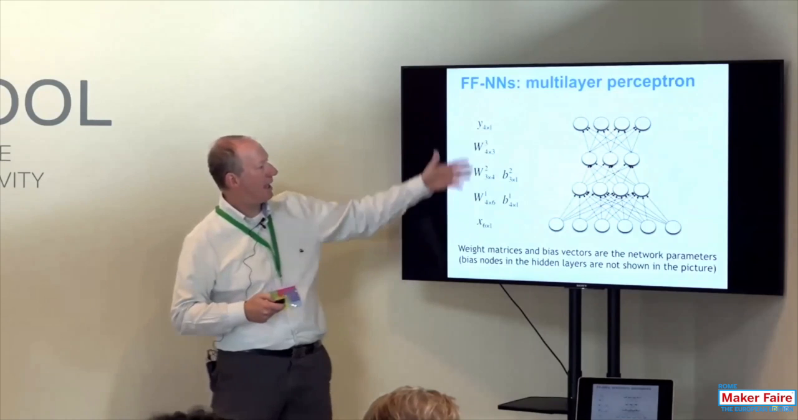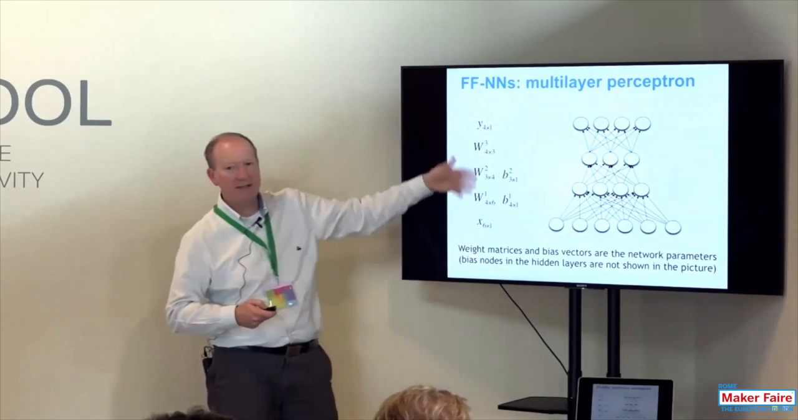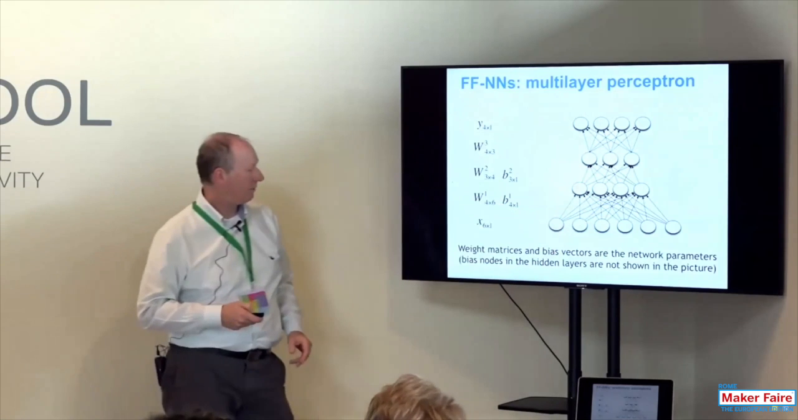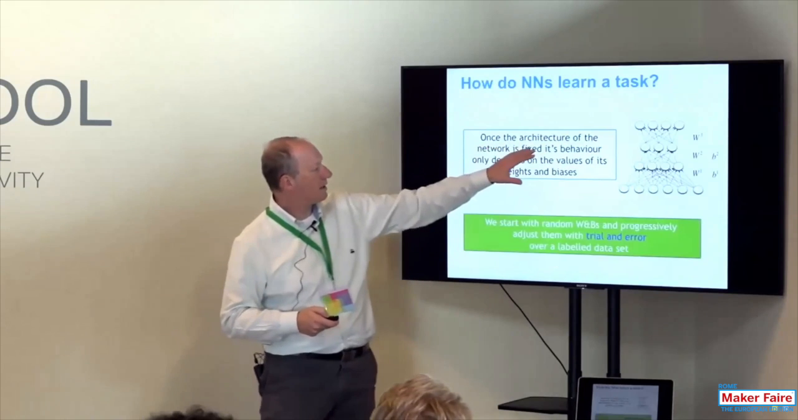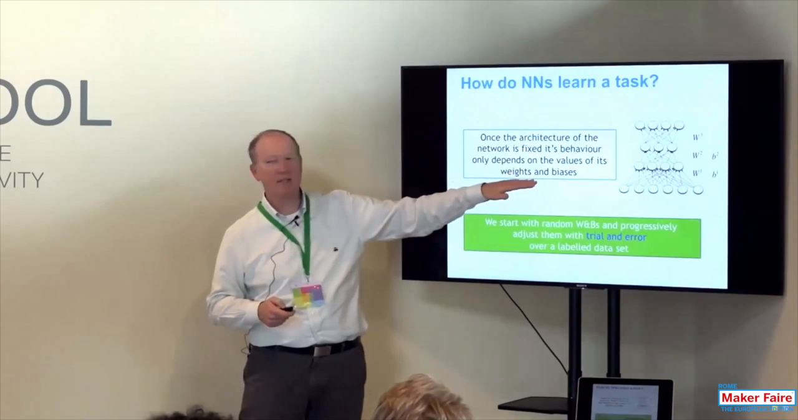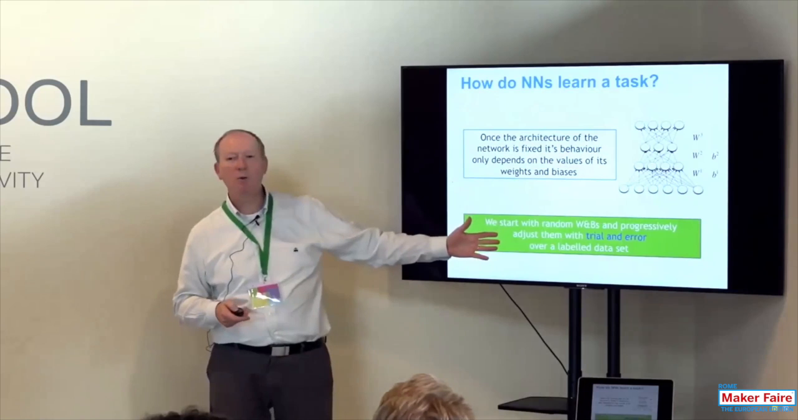Networks basically are defined by an architecture, a topology like this, and weights and biases, which are numbers and values that we connect to the network. So once the architecture of the network is fixed, its behavior only depends on the values of its weights and biases. Okay? So how do we learn?